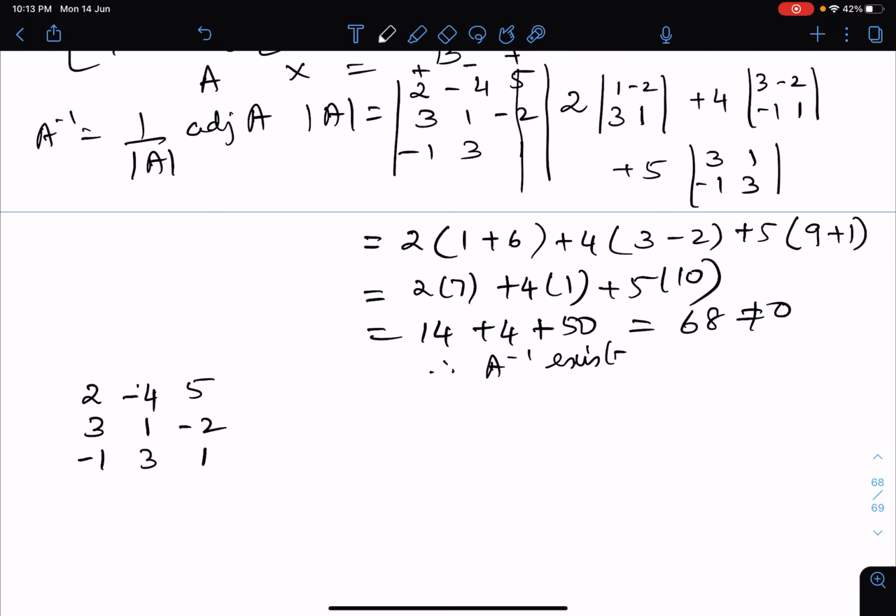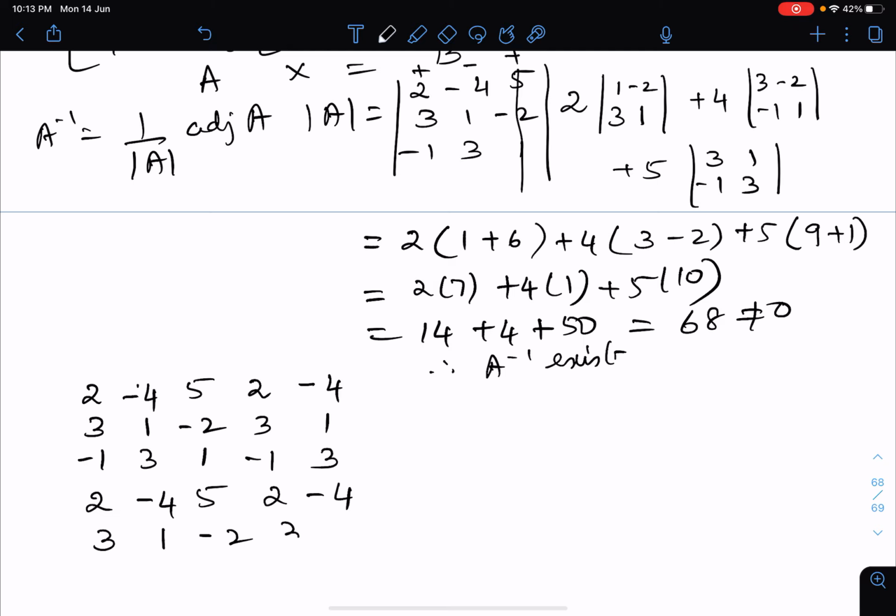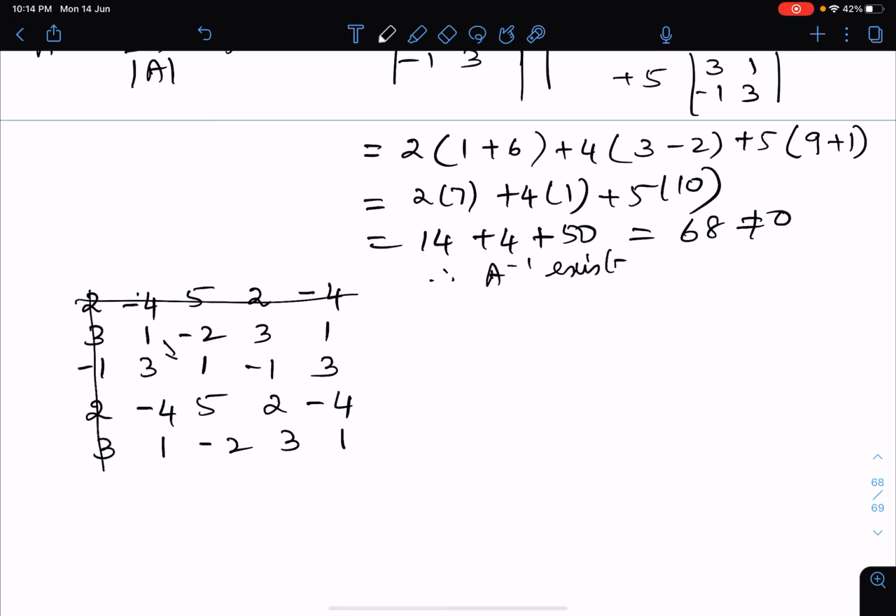Now repeat your first column, 2, 3, minus 1. Repeat your second column, minus 4, 1, 3. Repeat your first row, 2, minus 4, 5, 2, minus 4. Repeat your second row, 3, 1, minus 2, 3, 1. Deleting your first column and your first row, multiply column wise and write your answer row wise. That is going to give you adjoint A.